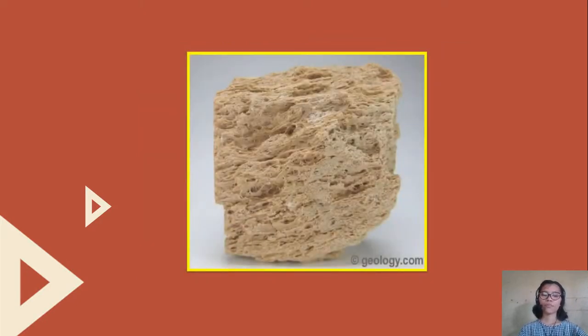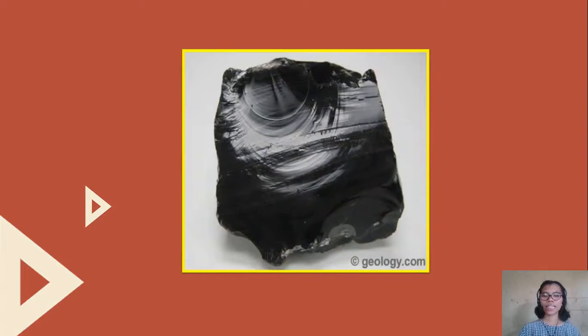Next, we have pumice, a light-colored vesicular igneous rock. It forms through very rapid solidification of melt. And lastly, we have obsidian, a dark-colored volcanic glass that forms from the very rapid cooling of molten rock material.